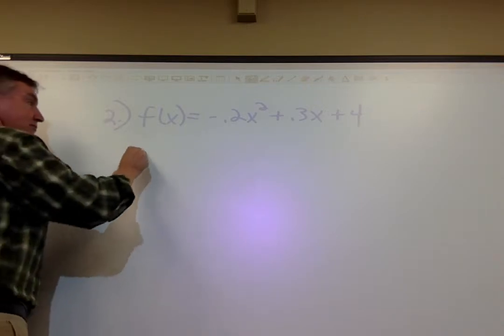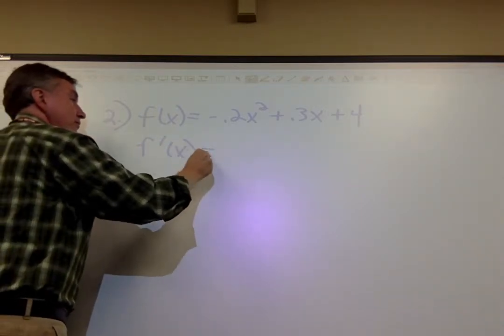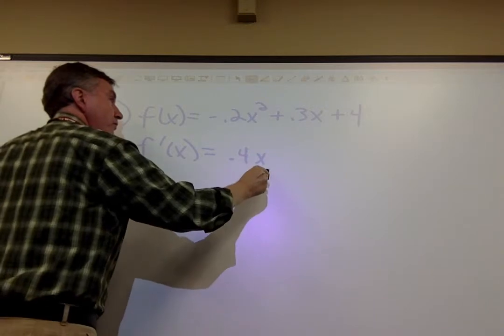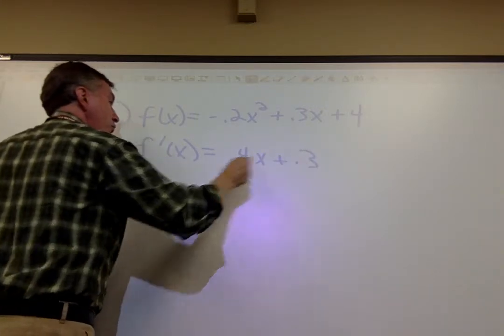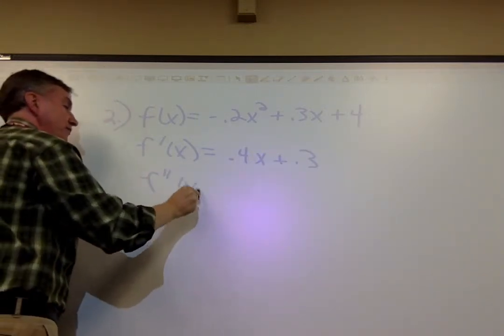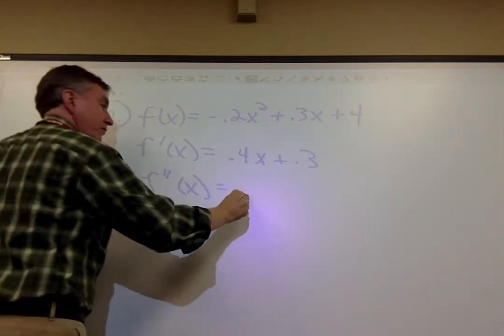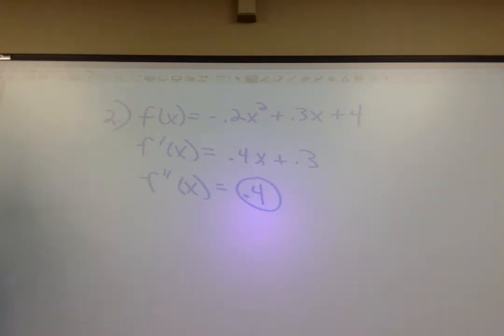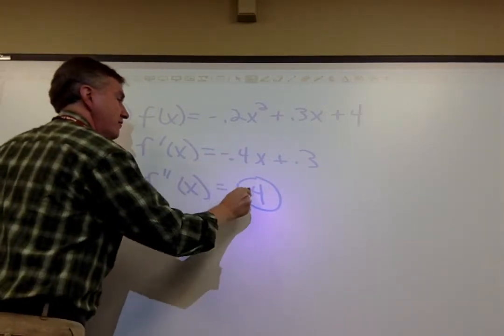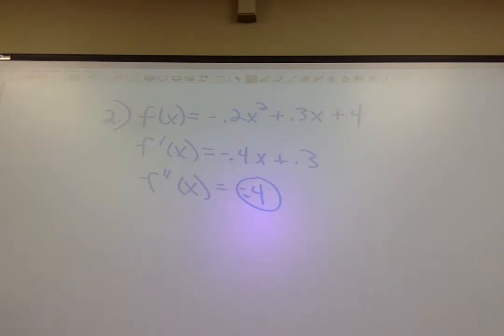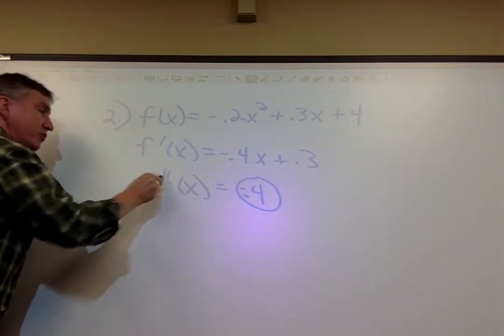That's easy, isn't it? What's f prime? 4x plus 0.3. Well, what would f double prime be? 0.4. Isn't that easy? The derivative of the derivative. So that's all we're doing now. Be negative. Negative. Thank you. So you got negative 4, carried. This is usually your notation for second derivative, double prime.